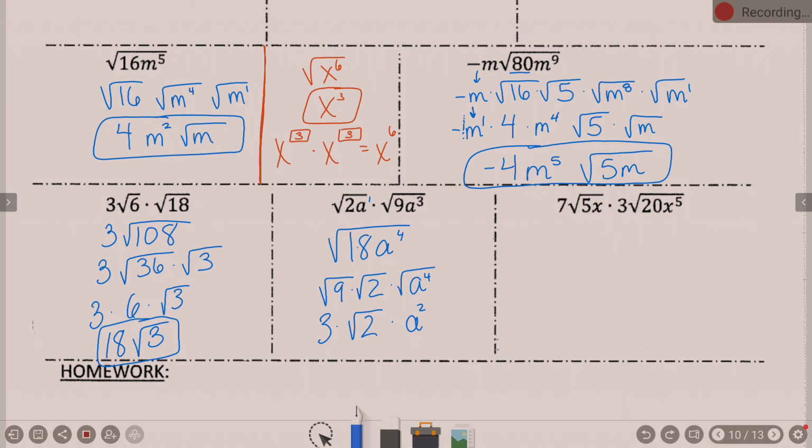Put this in final answer form, which means we want these pieces in front of the radical. So I'm going to write this as 3a squared.